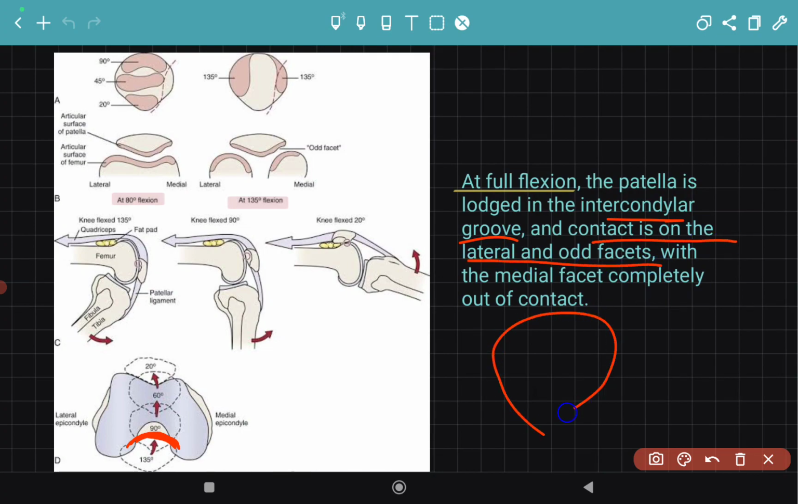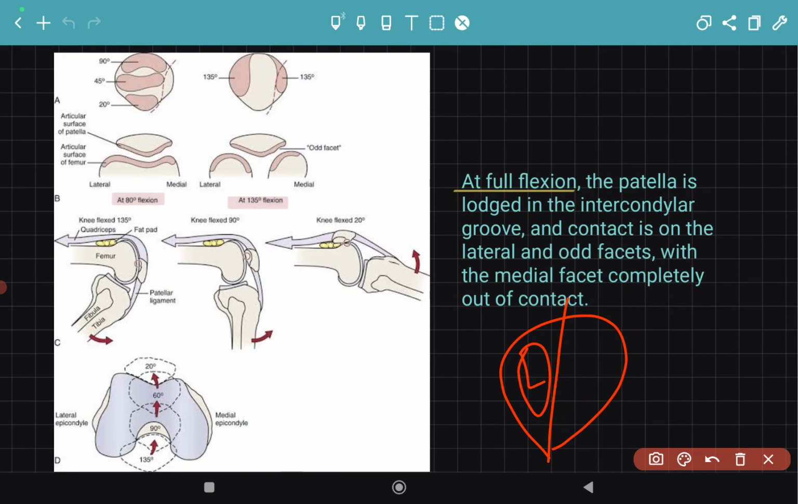As we discussed, if this is the vertical ridge, this is the lateral facet, medial facet, and this is the odd facet. So the contact is on lateral and odd facet. Medial facet completely out of contact. Okay, so the contact is only with the lateral facet and the odd facet. Point to remember. This happens at full knee flexion.